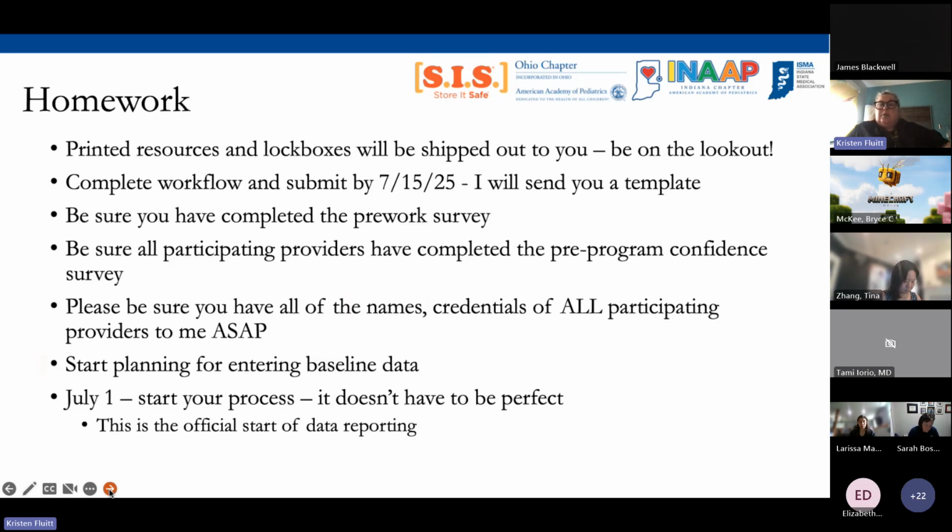As we mentioned, printed resources and lockboxes are being shipped out to you. So be on the lookout for those and let me know if you're not seeing them by the end of next week or so. You will be completing a workflow. That's one of the requirements for quality improvement projects, and we'll need to have that submitted by the middle of July. I'm here to help you with that based on what we've talked about today and the template that I will send you. So I'm happy to help if anyone has any questions, but these kinds of questions, like how you're going to tweak this for your practice, are exactly what you want to be highlighting in your workflows.